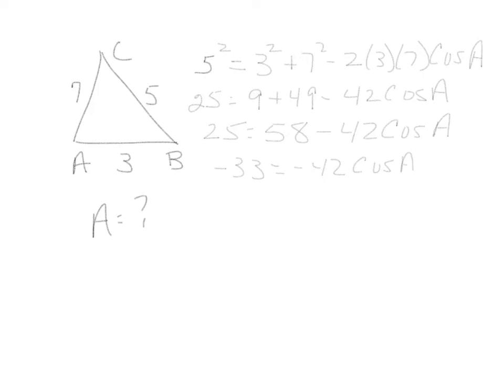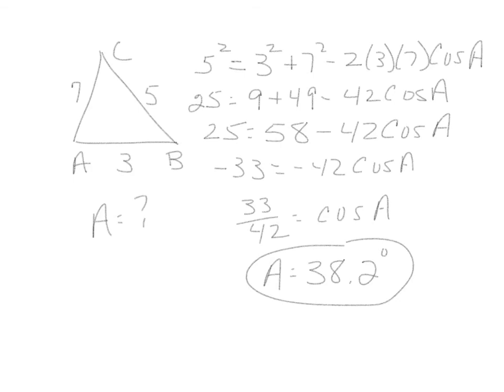Now divide by negative 42. When we divide by negative 42, we have our fraction. Now grab your calculator, type in the second cosine, and put 33 over 42 in parentheses, and we will get our answer, 38.2 degrees.